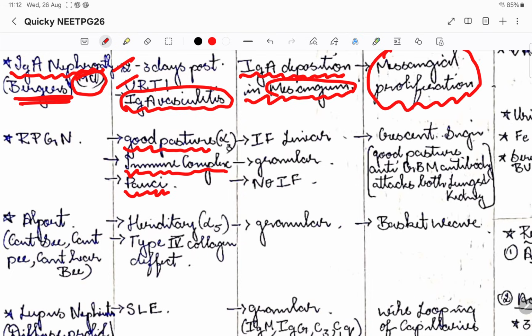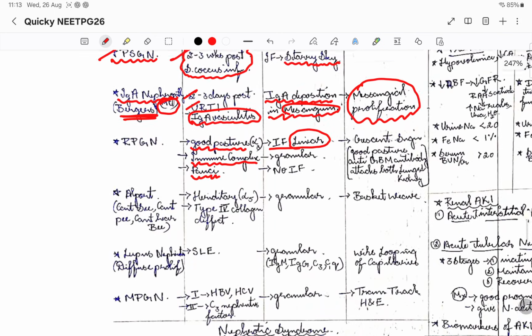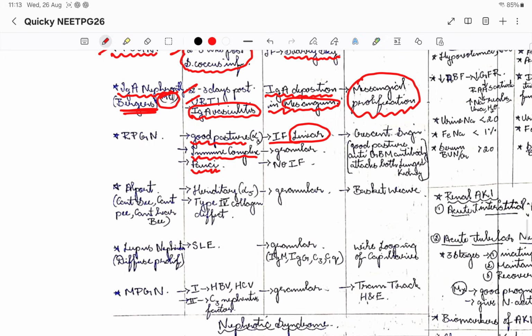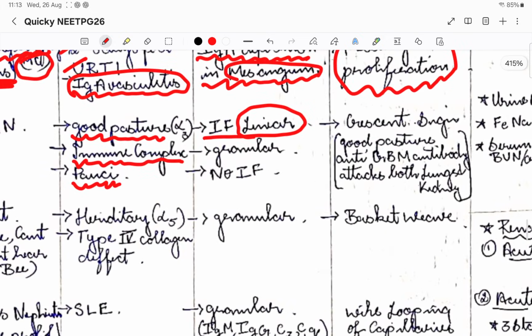So in Goodpasture syndrome, we know that, right? The alpha 3 subunit will be affected. Okay, so the alpha 3 collagen will be affected. Here the immunofluorescence will be linear. Okay, the reason is all the other things that we are going to discuss will be granular. So all the other pathologies will be granular, whereas Goodpasture RPGN will be linear.